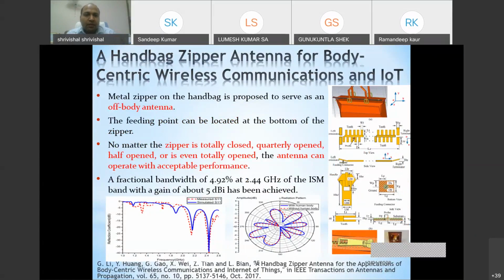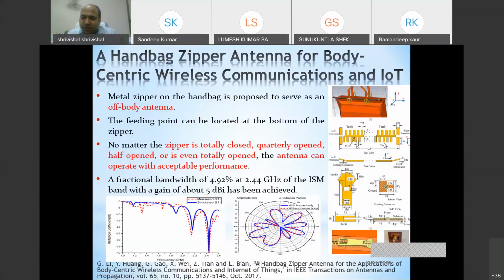If you see, in this case a handband zipper antenna for body-centric wireless communication IoT is designed. The authors proposed an antenna system which is metallic in nature. It is cloned with the shape of the zip of the bag. You can see the dipoles are placed just like the zip system, and all of them will be working for the communication purpose.